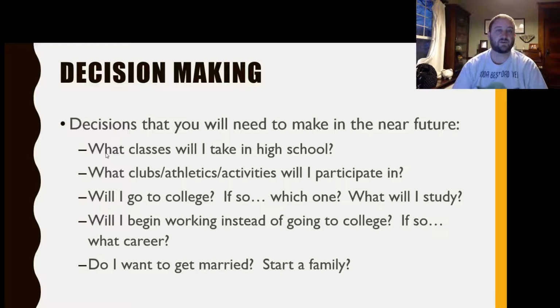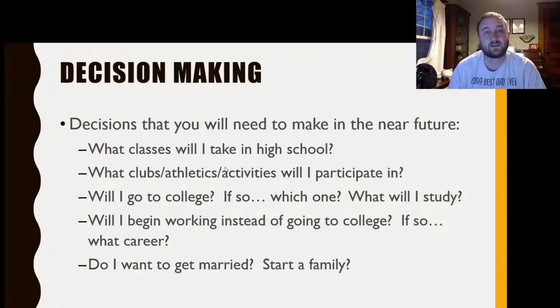Now, there's also going to be quite a few decisions that you are going to make within the next 5 to 10 years of your life. I would probably say you have some bigger decisions in the next 5 or 10 years than you'll probably have to make in a long time. These are some of the biggest decisions that you'll have to make in your entire life, because the decisions that you make in the next 5 to 10 years are going to affect you for the rest of your life.